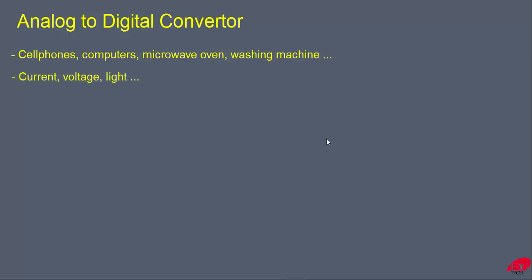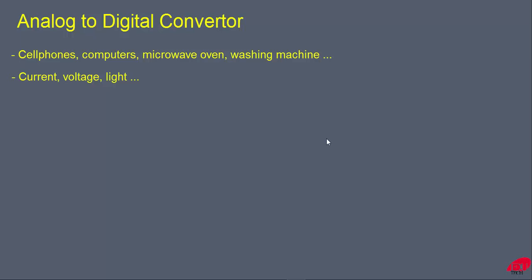We use many gadgets in our day-to-day lives which use digital means to operate, such as cell phones, computers, consumer electronics like microwave oven, washing machine, etc. But the parameters that are used for operating these gadgets or devices are physical quantities like current, voltage, light, etc., which are analog in nature.